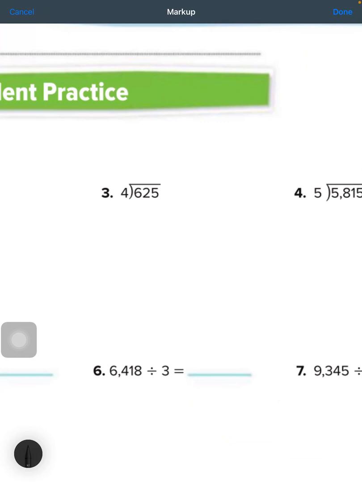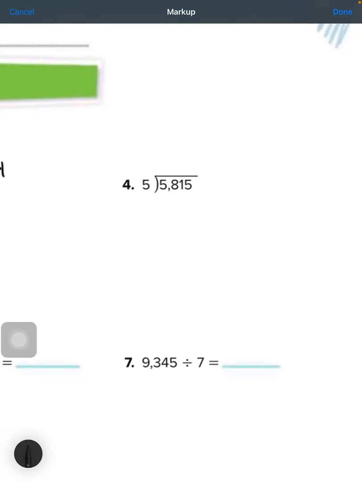Let's begin. 4 will go into 6 one time. 1 times 4 is 4. 6 minus 4 is 2. Bring down that 2. 4 will go into 22 5 times. 5 times 4 is 20. 22 minus 20 is 2. Bring down the 5. 4 will go into 25 at least 6 times. 6 times 4 is 24. 1, remainder 1.